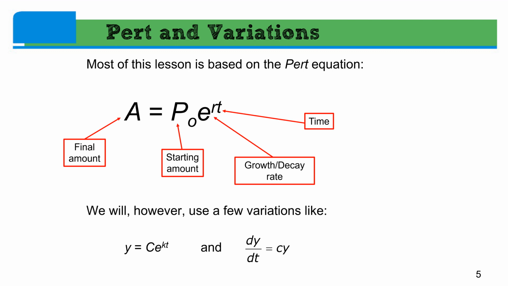Okay? So last year, I know you did the Pert equation and you plugged and chugged. However, in calculus, we will sometimes rewrite that Pert equation. You see at the bottom, we'll do C e to the kt power, where C is your starting amount, your starting constant, k is your growth or decay rate, and then t again is also time. And then we'll talk a little bit more about dy/dt in a second.